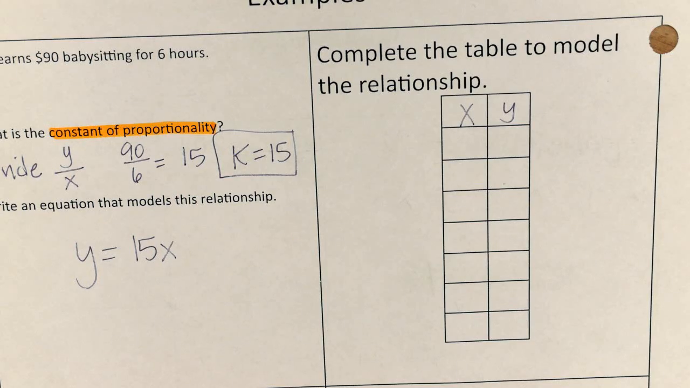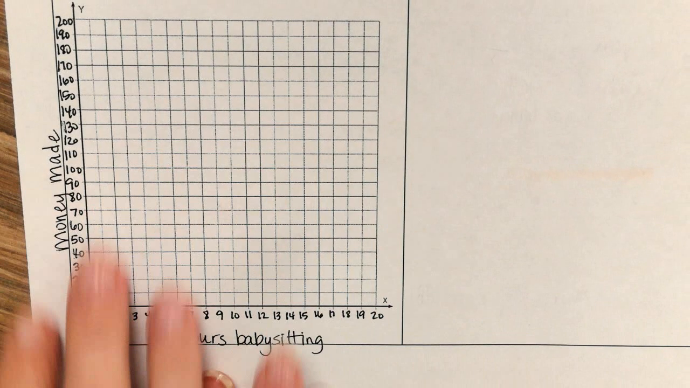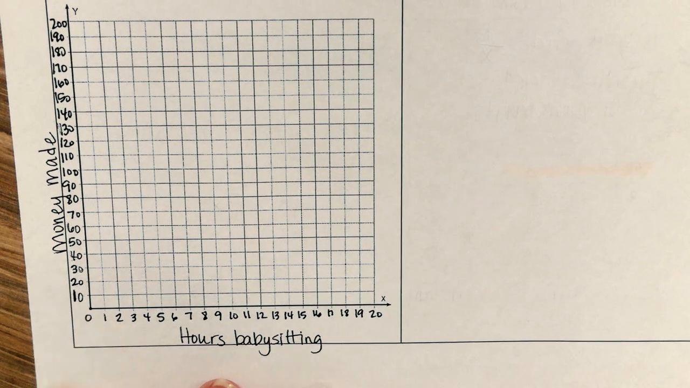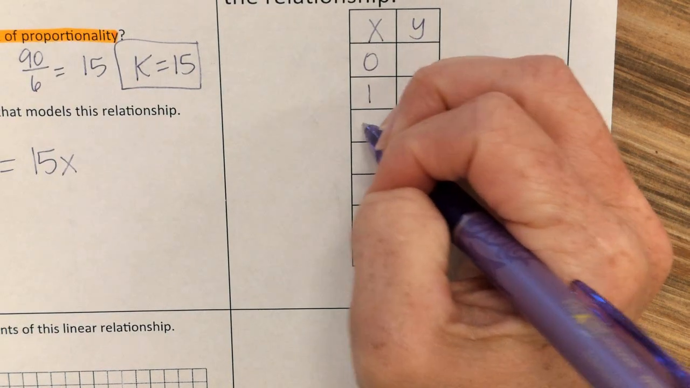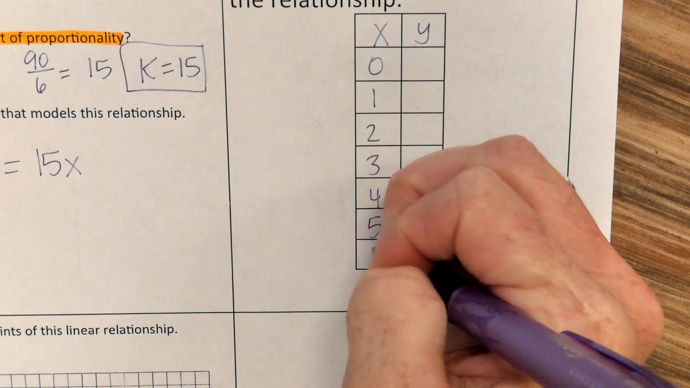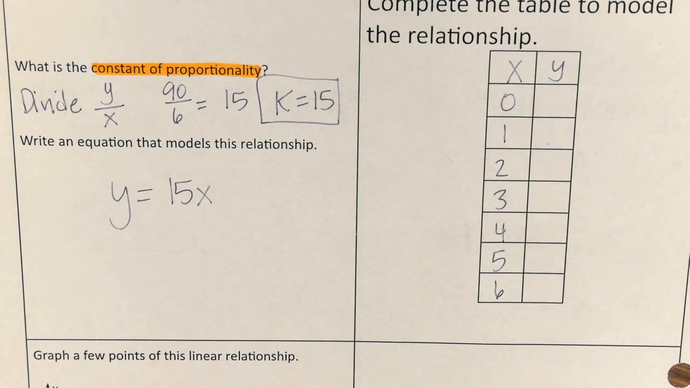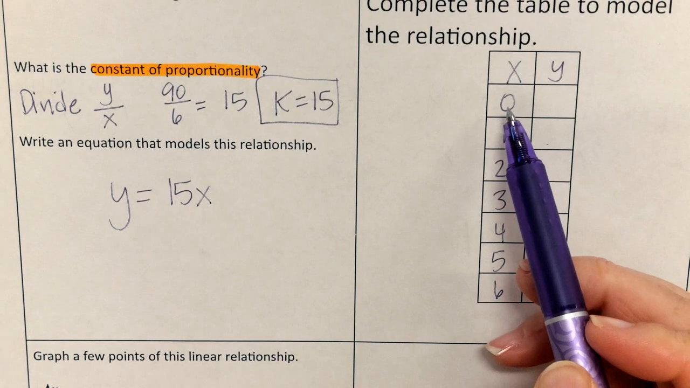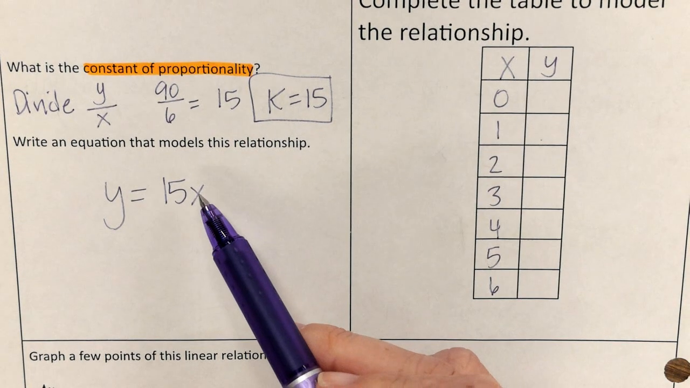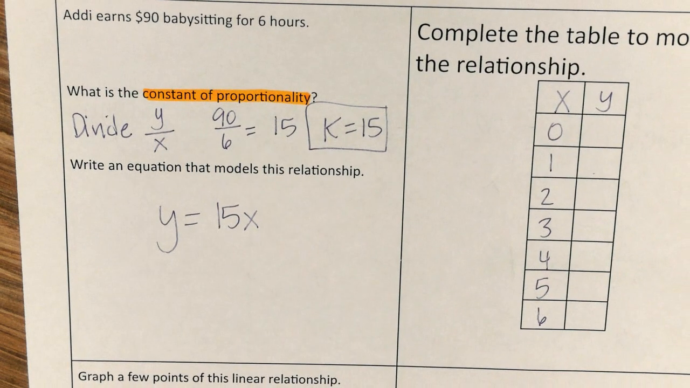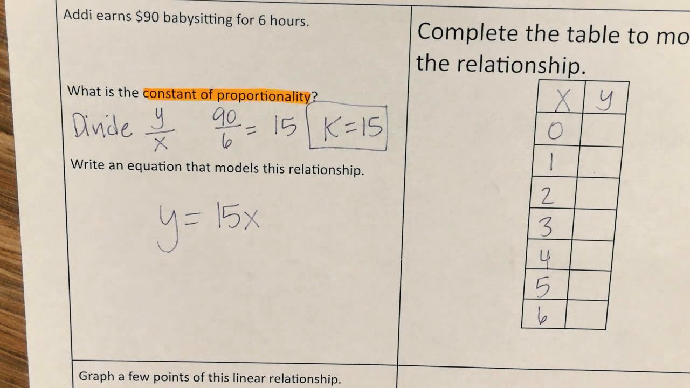Well, first of all, I want to put numbers that would fit on this graph, yes? What does it start with? 0. So I'm just going to go 0, 1, 2, 3, 4, 5, and 6. How am I going to fill in this table? I'm going to plug in 0 for X, meaning if Addie works 0 hours, how much money does she make? She doesn't make any money.